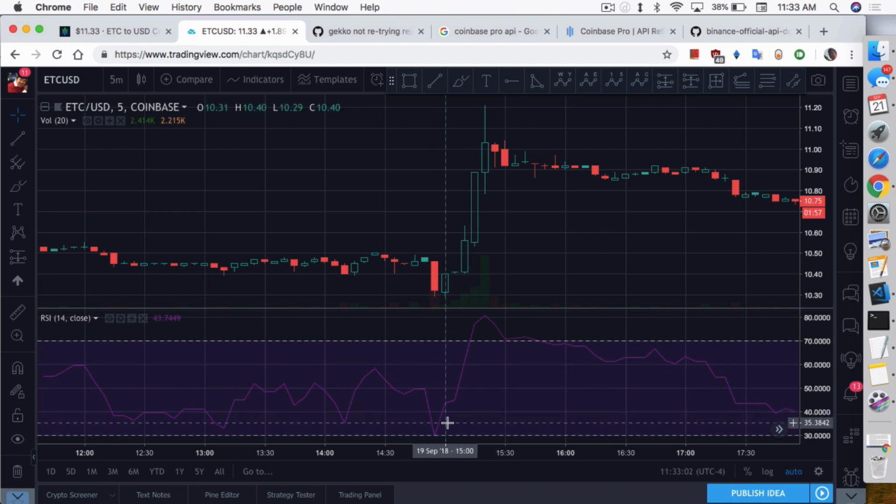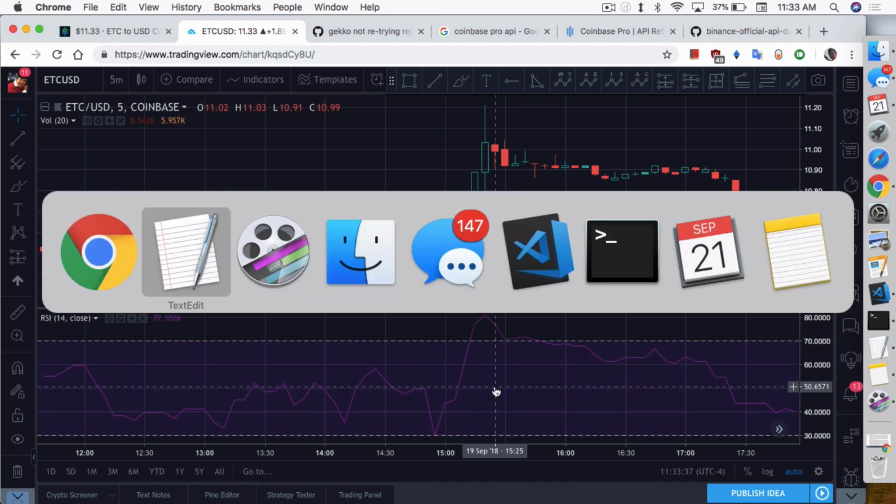But it was really frustrating to see it go for like 20 minutes like this, to the point where I ended up buying up here, and I was like, what the heck? Why am I buying up here? So I pretty much had a loss, and this is pretty much what happened.